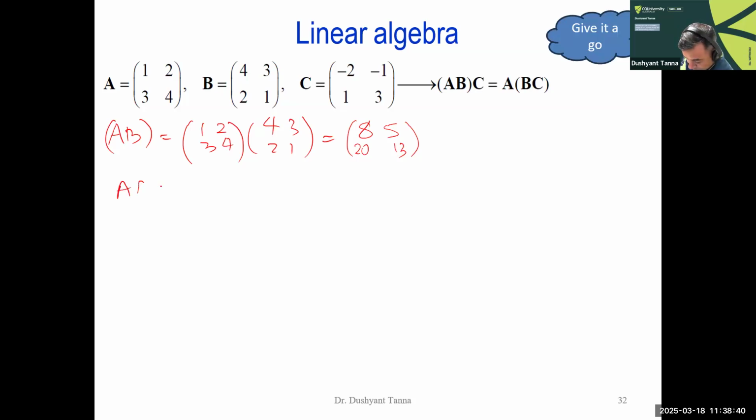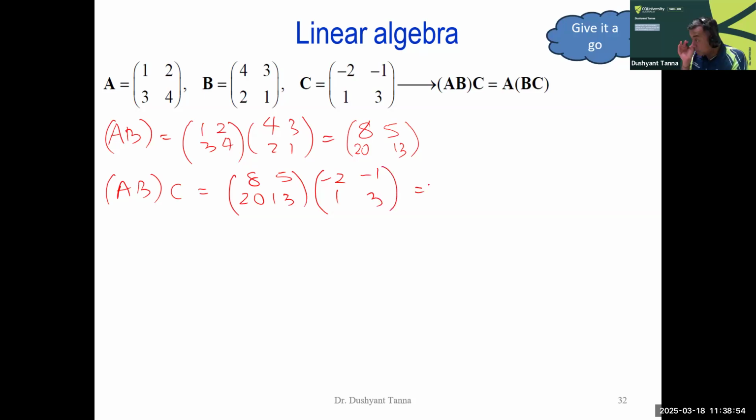We already have obtained such things earlier, right? Now AB with C. So what is AB? 8, 5, 20, and 13. C is minus 2, minus 1, 1, and 3. Be very careful when you deal with the minus. Okay. 8 with minus 2, so minus 16, plus 5 with 1, right? So that's minus 11. 8 with minus 1, so minus 8, 5 with 3, 15. 15 minus 8 is 7.